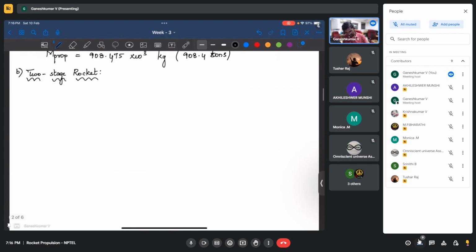So in a two stage rocket, what happens? Let's say if I want to draw a schematic, it might look something like this. It's just a rough sketch. So this will be our stage one, first stage, and then this will be our second stage, and after that we have the payload. Gases are coming out like this.